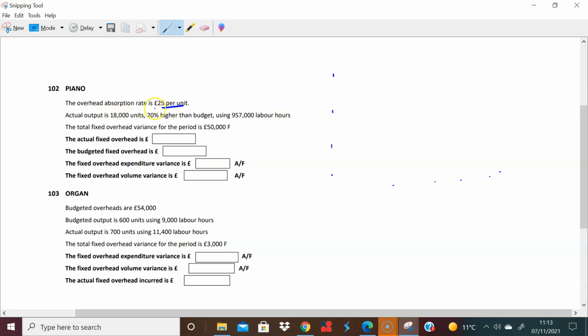This is a good question because it says here that actual output is 18,000 units, which is 20% higher than budget. So that means the budget times 20% is equal to 18,000. It tells us that this 18,000 is 20% higher than the budget. Therefore, the budget must have been 18,000 divided by 120%, which is 15,000. So the budget was 15,000 units, and at £25, it means the budget is 375,000.